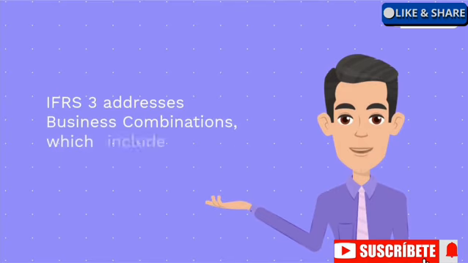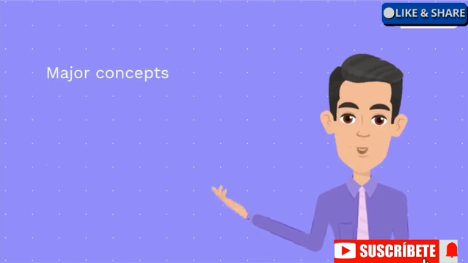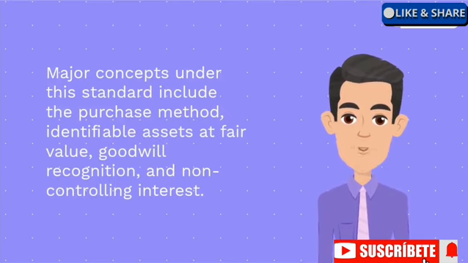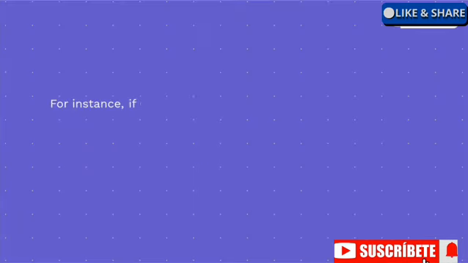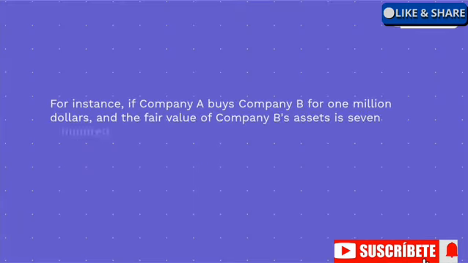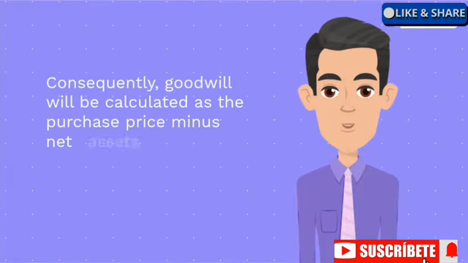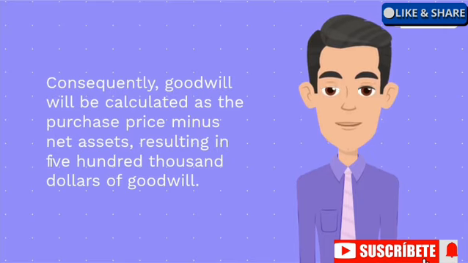IFRS 3 addresses business combinations, which include mergers and acquisitions. Major concepts under this standard include the purchase method, identifiable assets at fair value, goodwill recognition, and non-controlling interest. For instance, if Company A buys Company B for $1 million, and the fair value of Company B's assets is $700,000 while liabilities are $200,000, the net assets will equal $500,000. Consequently, goodwill will be calculated as the purchase price minus net assets, resulting in $500,000 of goodwill.